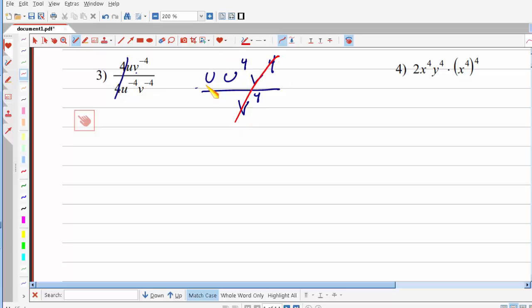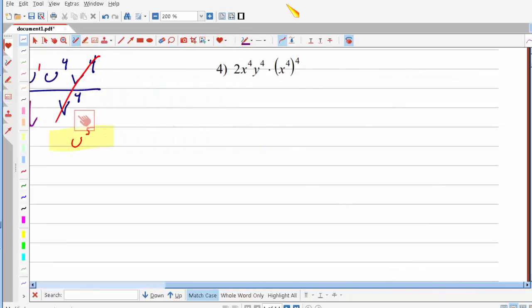Now I'm going to use the quotient rule, or the product rule, and that's when you have two bases that are the same, you add their exponents together when you simplify. So that's going to be u to the first plus u to the fourth. 1 plus 4 is 5. And that would be your answer.